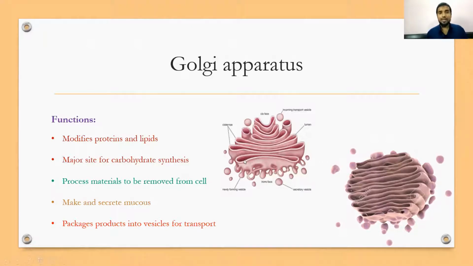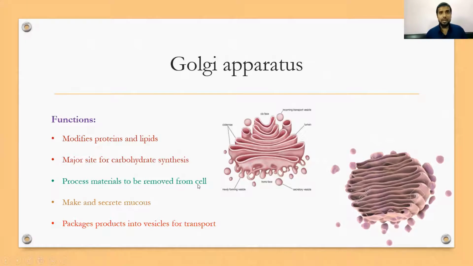It first entraps certain things which are to be eliminated, and then slowly comes out in this way and forms a new vesicle. So you can see the newly formed vesicle is a secretory vesicle. We'll see the function of it. It modifies proteins and lipids, and does major sulfur and carbohydrate synthesis, we'll see in the video, and processes materials to be removed from the cell.